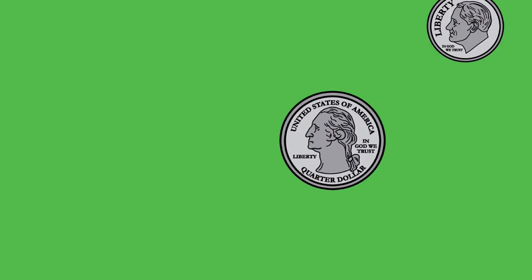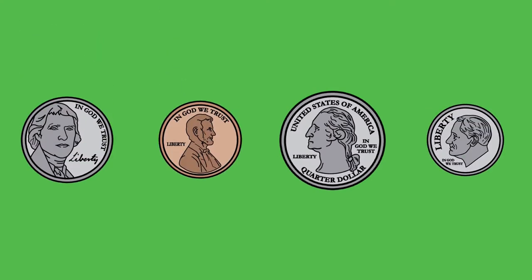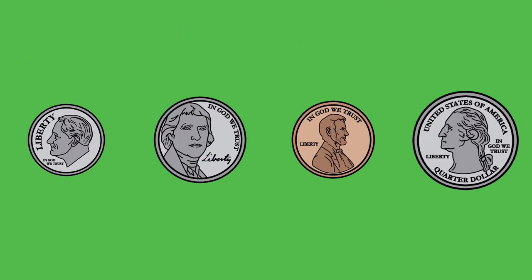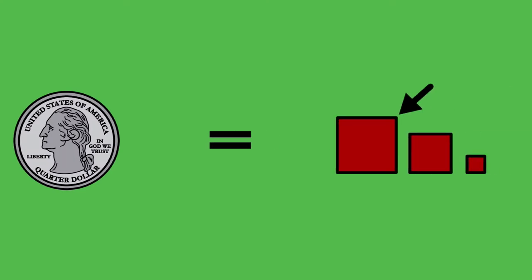Each video begins with a preview of all four coins we're learning about. And then we focus on one single coin for each video. This is the first video, and we're going to focus on the quarter and its corresponding adjective that's going to help us find it, which is big. Quarter is big.